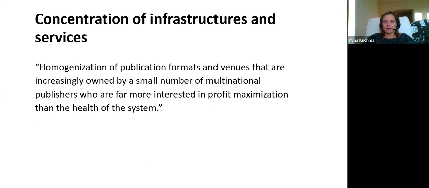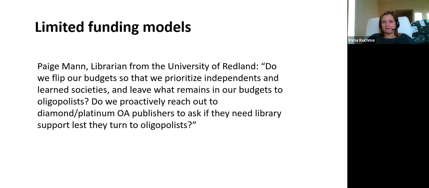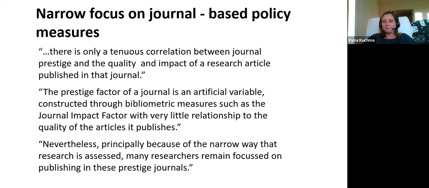Unfortunately, we see this concentration of infrastructures and services in the hands of, I don't know, 5 or 6 big companies, and it's not healthy for the market. There are also limited funding models, and in these COVID times and budget cuts, probably smaller publishers would suffer more than learned society publishers and bigger publishers. It's really important to consider how this kind of diversity could be maintained in the system.